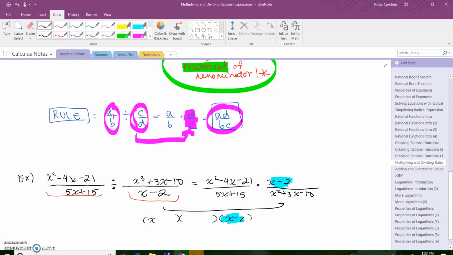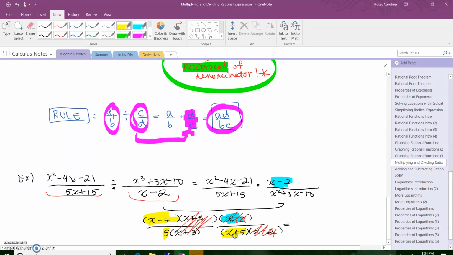So to factor x squared minus 4x minus 21, let's see, that would be -7 and +3. And then 5x plus 15, let's take out a greatest common factor. It's the same thing that we were doing before, so we're going to look for anything that's common. The x plus 3's are common, and the x minus 2's are common. So the stuff that's left over, this is in my numerator, this is in my denominator, and nothing else can be canceled. So there you go, that's your final one.